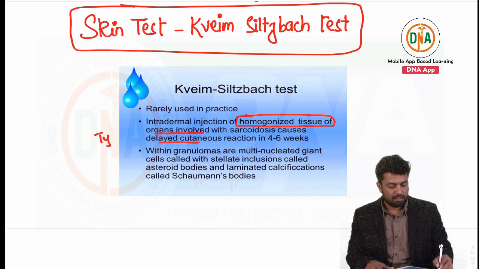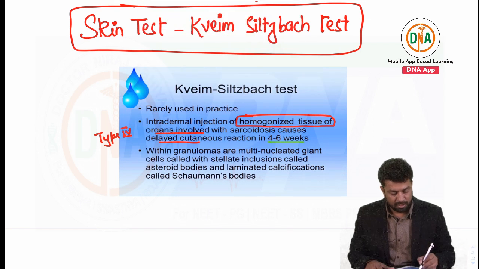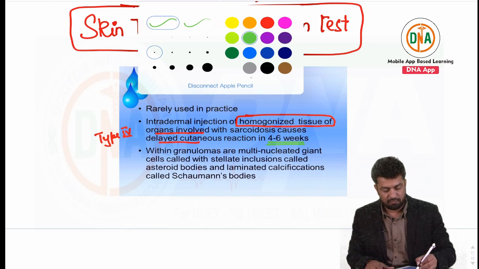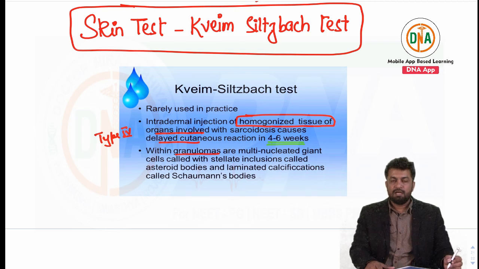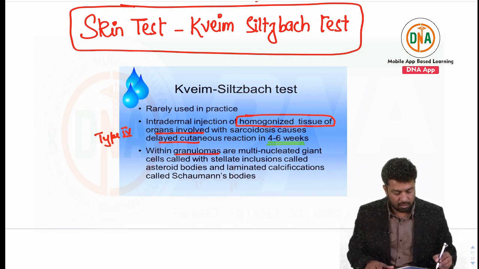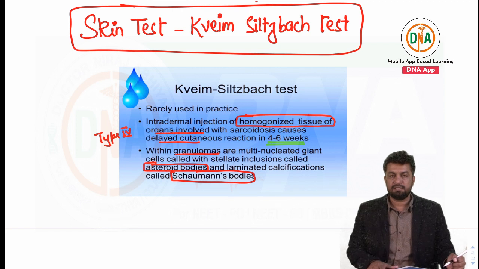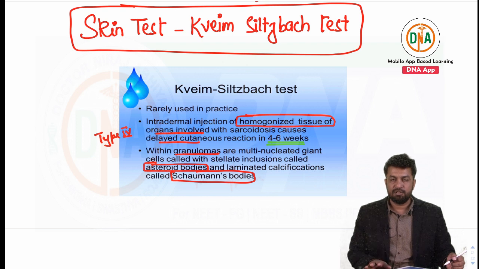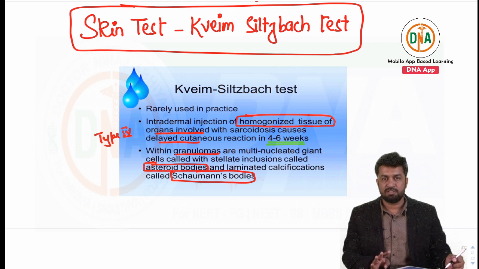So this is a type 4 or delayed hypersensitivity reaction, the Kveim-Siltzbach test, and you look at it after 4 to 6 weeks. And what do you look for? You look for granulomas showing multinucleated cells, along with the two bodies, that is asteroid bodies and the Schaumann bodies. That is the test that is done for sarcoidosis. It is not done nowadays clinically, but just remember for the MCQ, it's a type 4 hypersensitivity reaction.